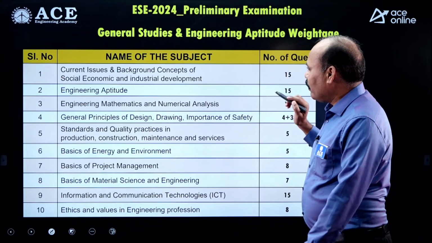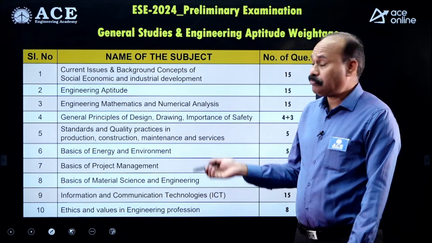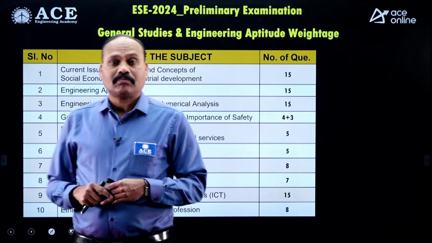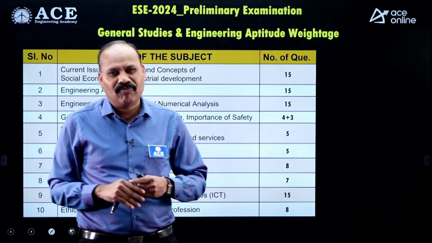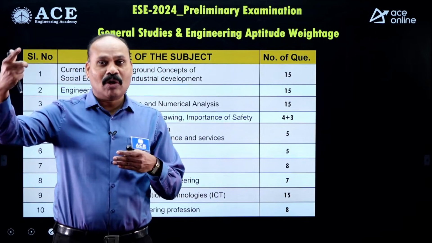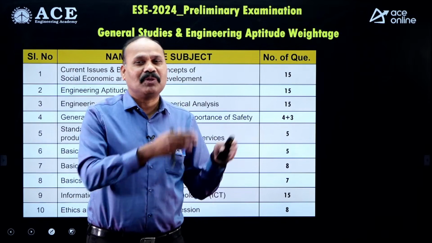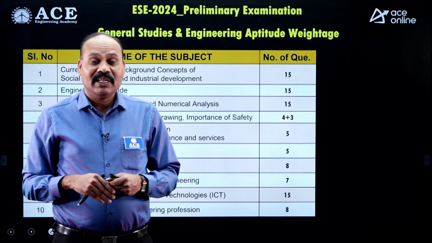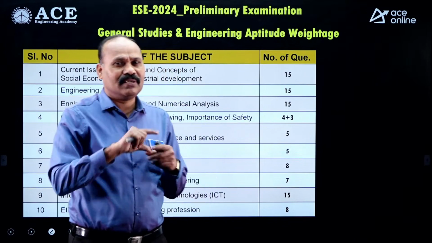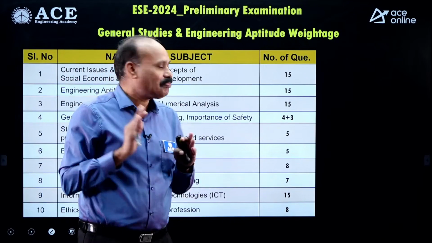When you see the topic wise weightage, current issues, background concepts, maybe general studies, current affairs topic, 15 questions we had. Of course, those questions are straightforward, but for those preparing for competitive examinations, particularly IAS, the questions may be very low level. For engineering students they may be somewhat tough. Straightforward questions, but these are not at all very easy. I cannot say it is easy.